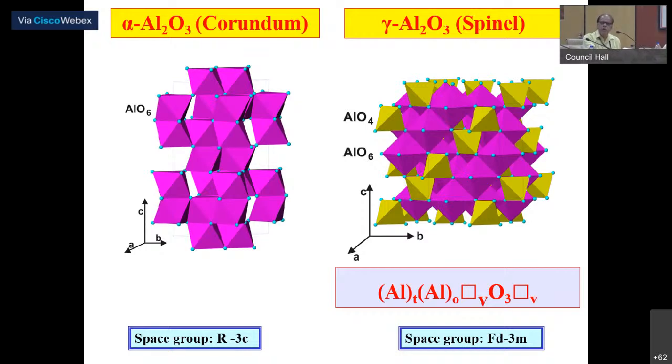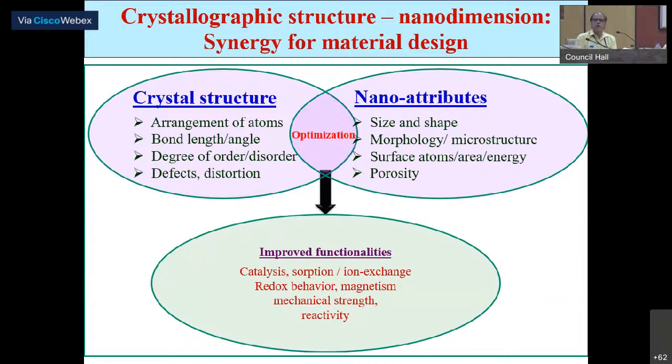These things also will be covered in the course. We have to work in a rational fashion. After learning the concept of the structure, namely the optimum arrangement of atoms, bond length, degree of order, disorder, defect, distortion, you have to couple nano attributes. You have to couple size and shape, morphology, microstructure, surface area, energy, etc., and porosity. So the best way is to work at the intersect of two different approaches. These concepts also will be covered in the course. If you have the best of both, you can have incredibly improved functionalities like catalysis, sorption, ion exchange, redox behavior, magnetism, mechanical strength, reactivity, etc.